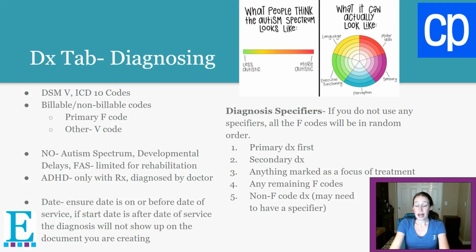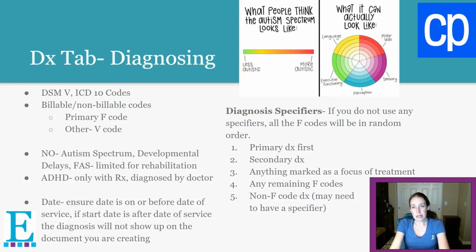In CarePaths, some of our documents will also have what we call the DX tab, which DX of course means diagnosis, and we use the DSM-5 or ICD-10 codes, and you want to use billable codes, meaning the primary code is going to be an F code. You can include other codes such as V codes, but your primary billable code is going to be your F code. Codes that cannot be primary codes are things like autism spectrum disorder or developmental delays or fetal alcohol.